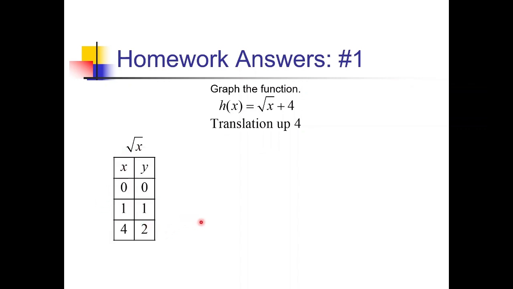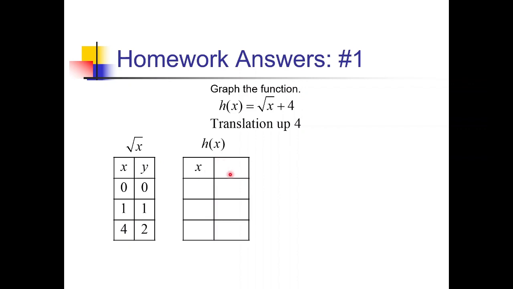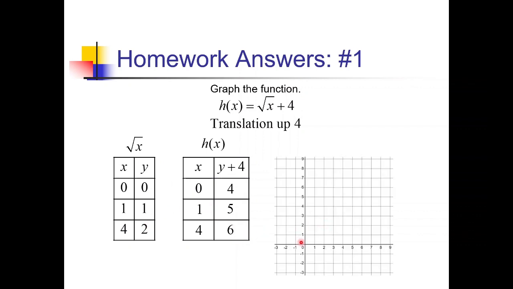And for transforming this, it looks like there's nothing happening inside the function, so my x's are going to stay the same. For the y's, though, I have to add 4 to those to get this upward translation of 4. So my x's are still going to be 0, 1, and 4. And then for the y values, we've got 0 plus 4 is 4, 1 becomes 5, and 2 plus 4 is 6. Putting this together on a graph, we have 0, 4 right there, 1, 5, and 4, 6 is all the way up here.